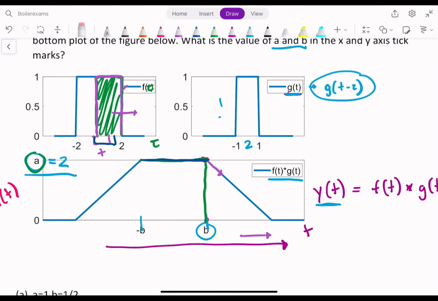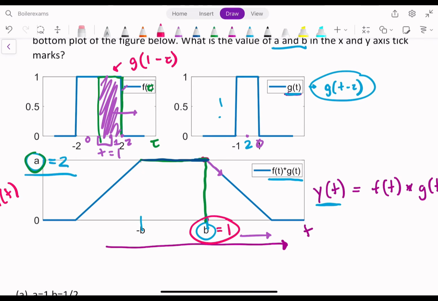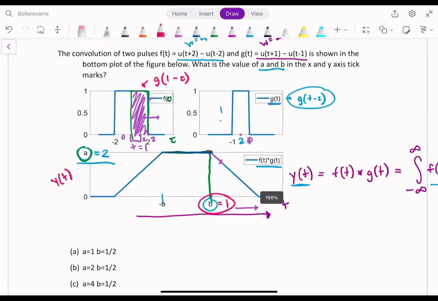And so all we need to do is find what value of t causes this shift to make g of t minus tau look like this on the tau axis. Right, so what is this shift? Well, it's just equal to 1, right? We had it centered at 0, and now it is centered at 1, because we are going from 2 to 0 with a width of 2. And so b is equal to 1, right? b is equal to the value that shifts that function g of t minus tau in order to get it where their two right edges are aligned, and that's going to be g of 1 minus tau. So that's how we found a and b.